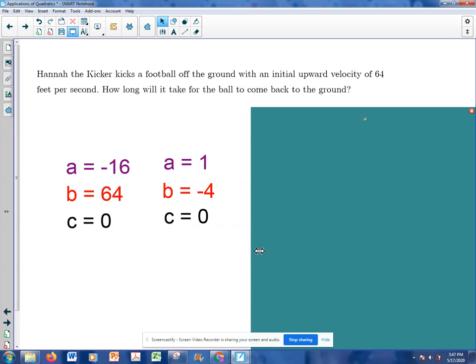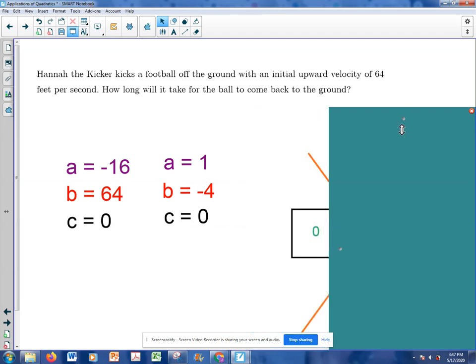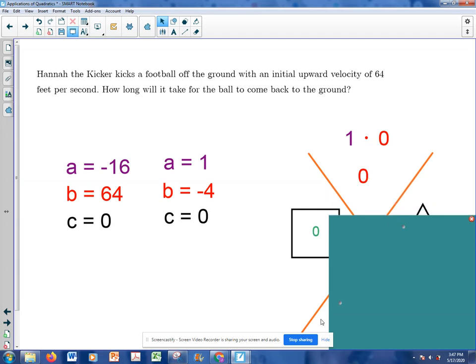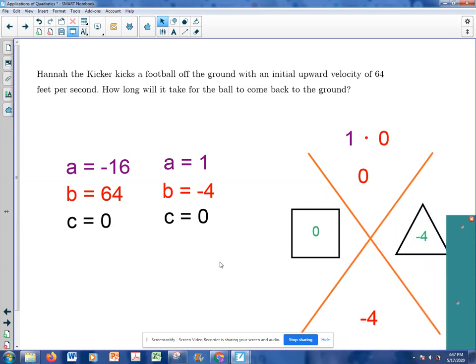So, okay, now let's see. Up in the top, I'm going to get 1 times 0, 0. And on the bottom, I'm going to get that negative 4. And what two numbers multiply together to give me a 0 and add together to give me a negative 4? There's only one thing that multiplies to give you a 0. That's 0. So I have to have 0 in one of the boxes, which puts negative 4 over here. And if we add them, we get the negative 4. So the solution is 4 seconds.